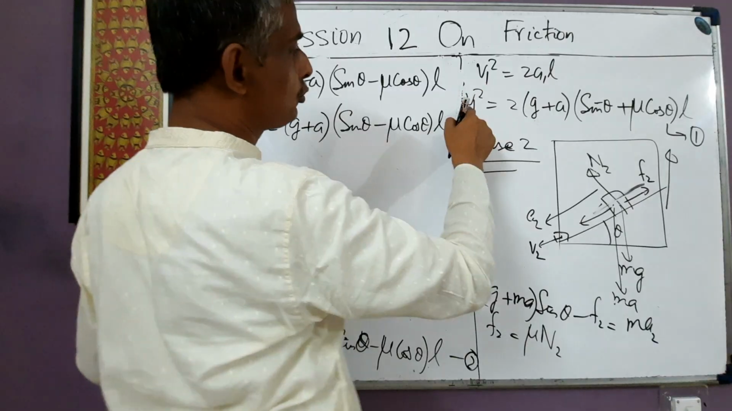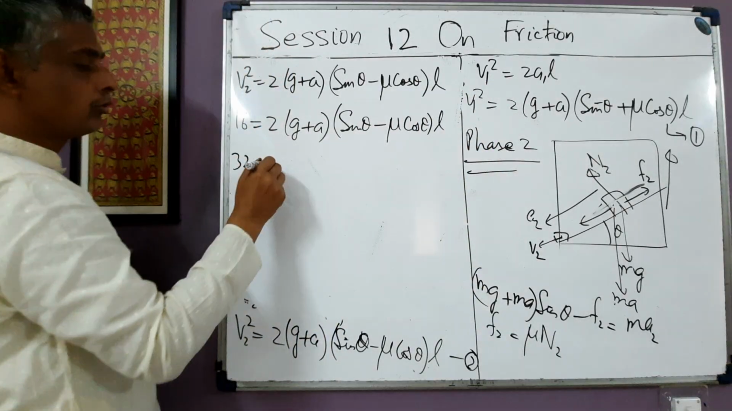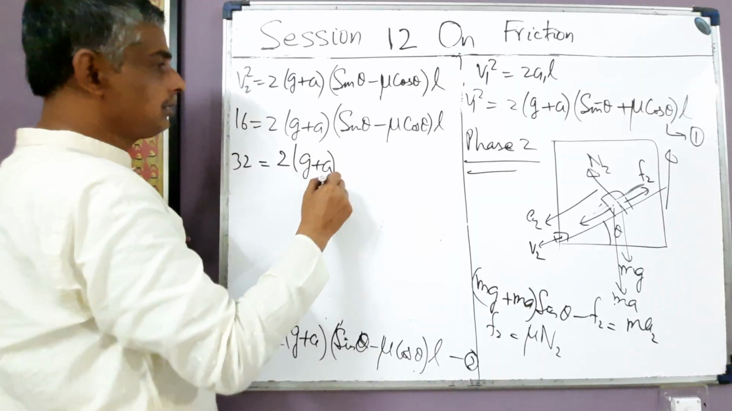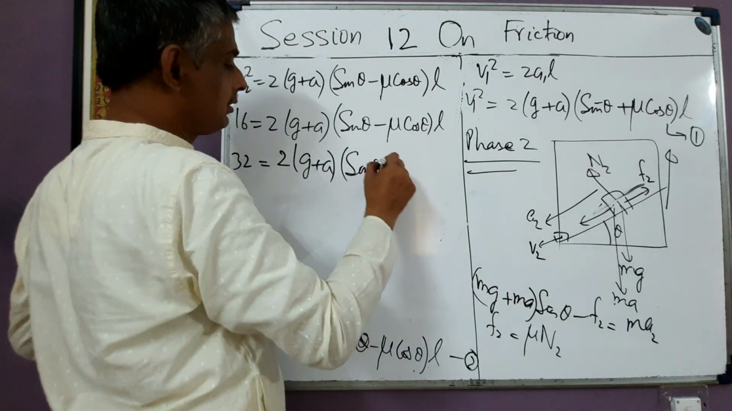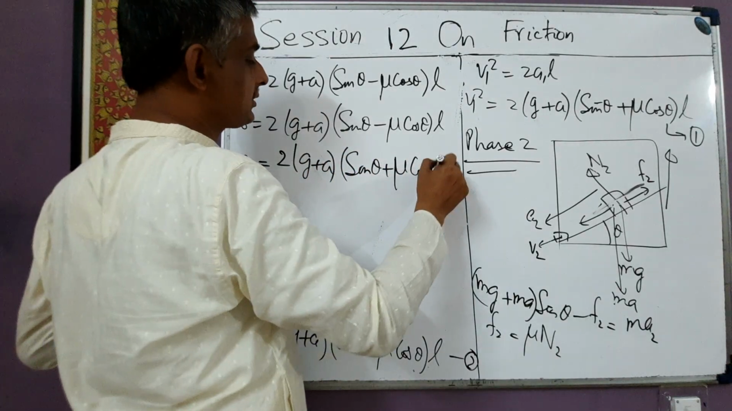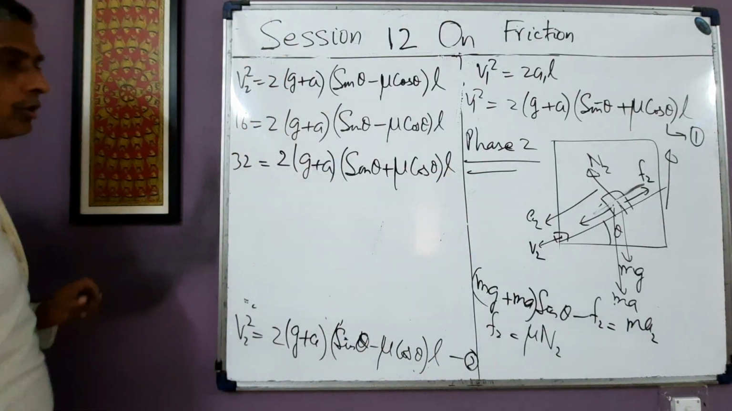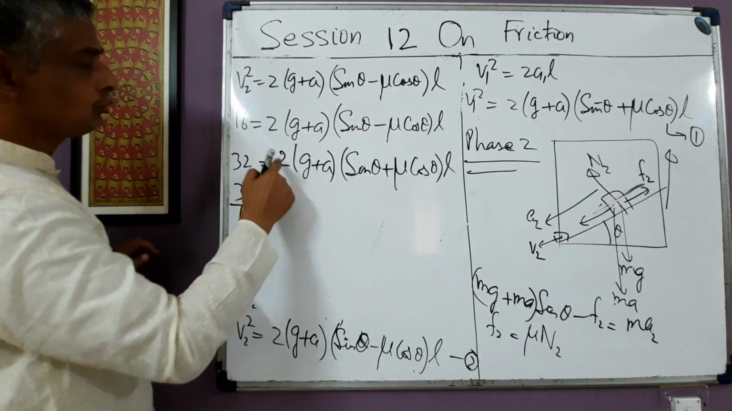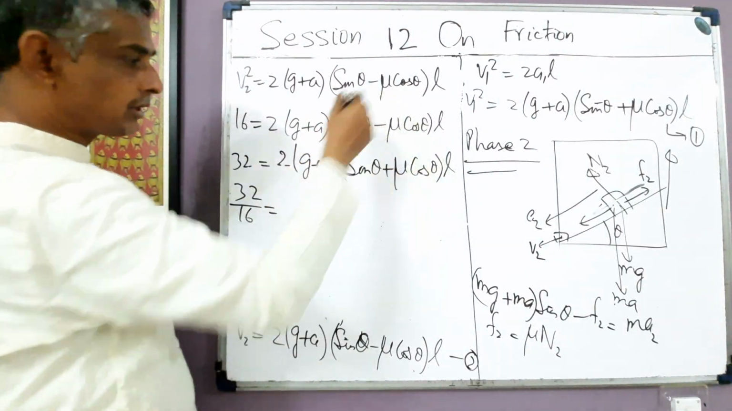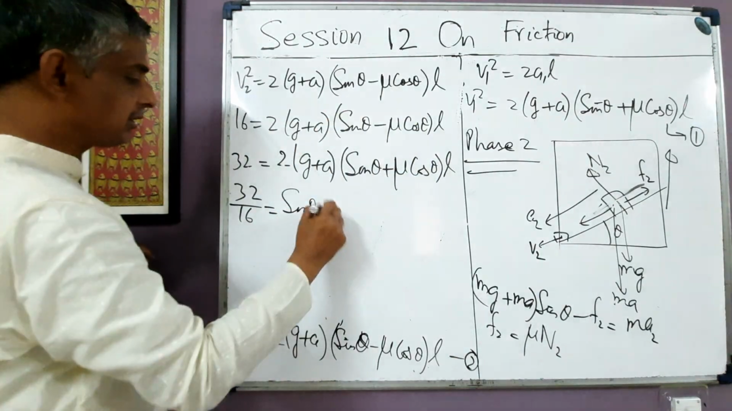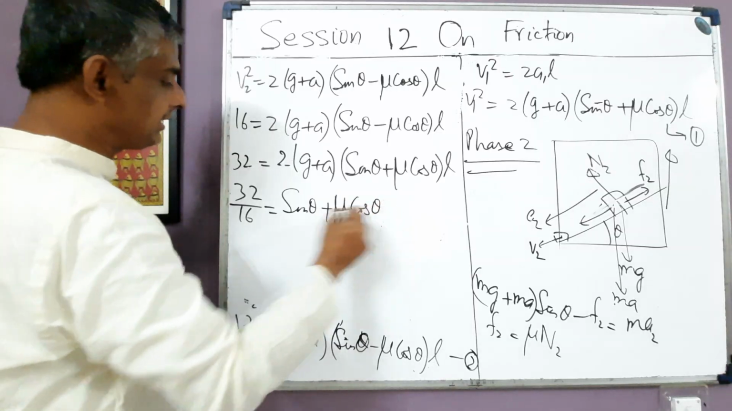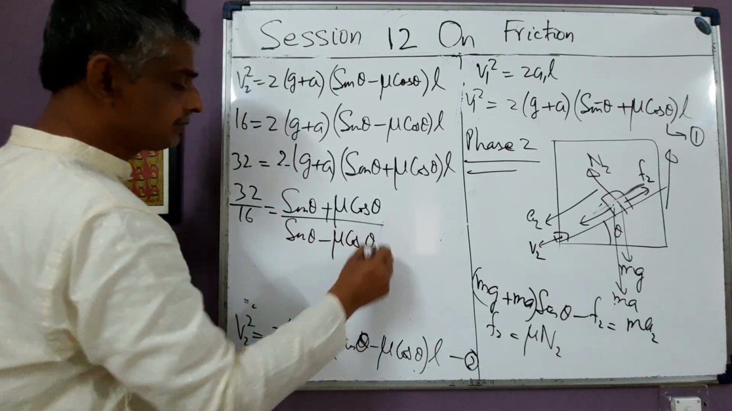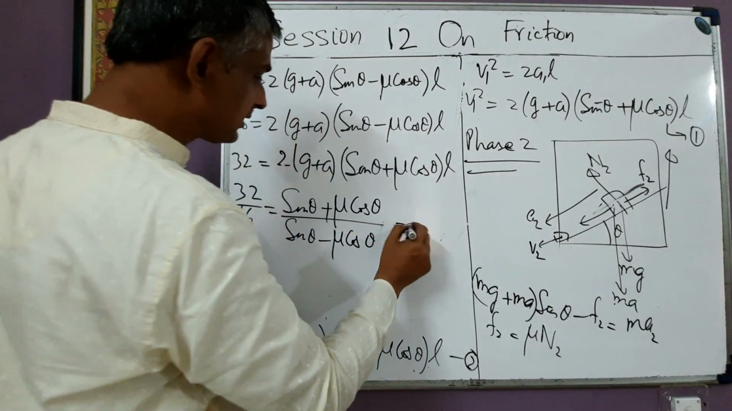And here V1 is 4 root 2. The V1 square becomes 32. 4 root 2 whole square is 32. That becomes 2 times g plus a into sin theta plus mu cos theta into L. Now what I do, I divide this by this, 32 by 16. 2g plus a will cancel out. L will also cancel out. What I'll get is simply sin theta plus mu cos theta by sin theta minus mu cos theta. Now 32 by 16 is simply 2.